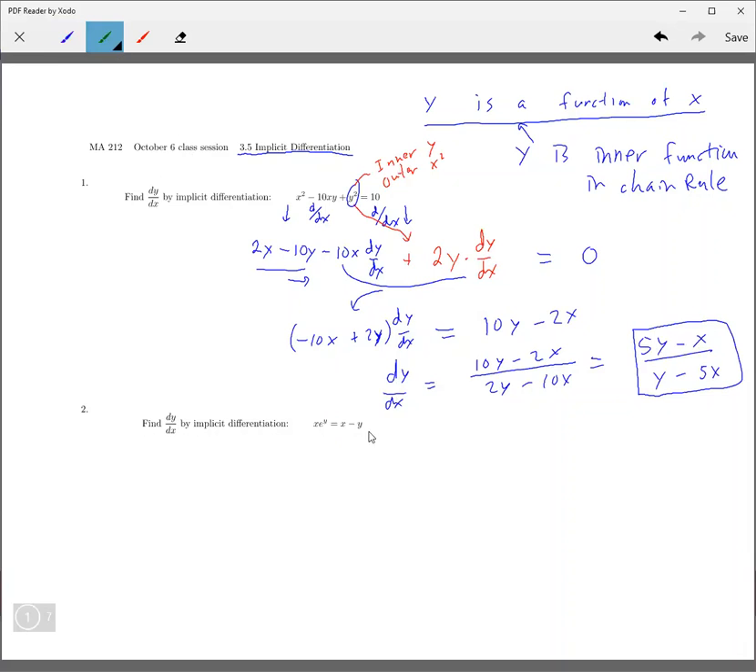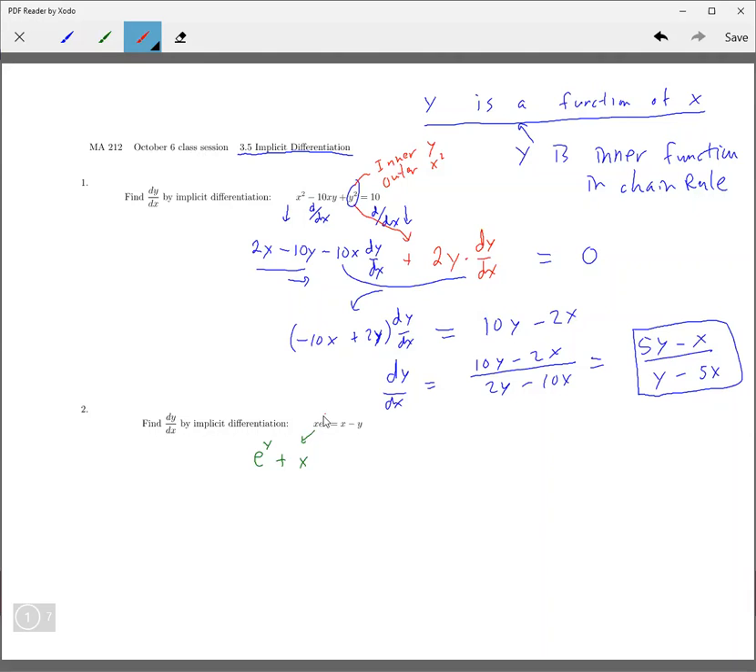Okay, let's take a look at the second exercise. We'll do the same thing here. So here we have a product. When I differentiate with respect to x, I get the derivative of the first part, which is 1, times the second part, plus the first part times the derivative of the second part.